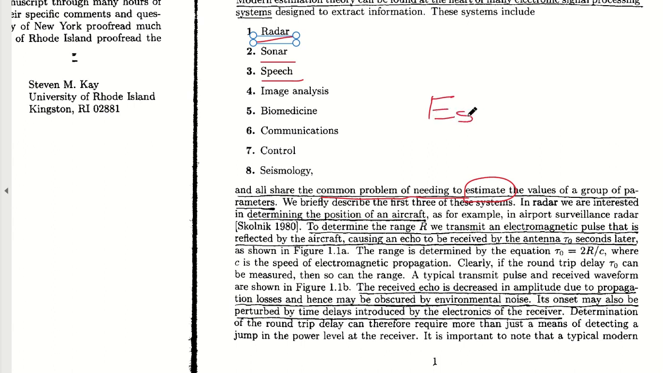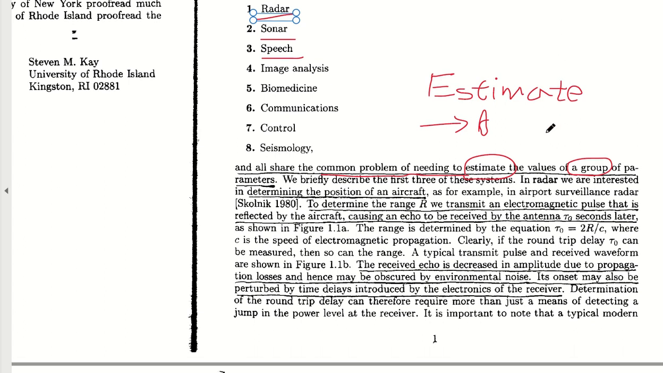When we talk about estimation, it's related to the estimation of a parameter theta, or it could be a group of parameters. It's either a single parameter or a group of parameters. Okay, so we will describe some of the examples and some of the mathematics and signal models before moving to the details.